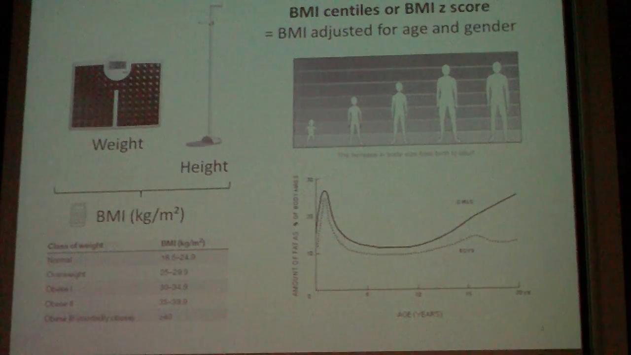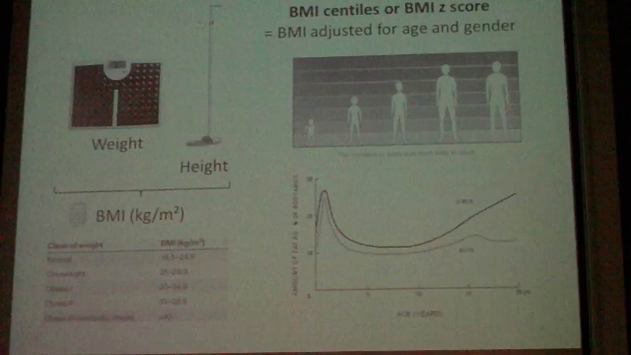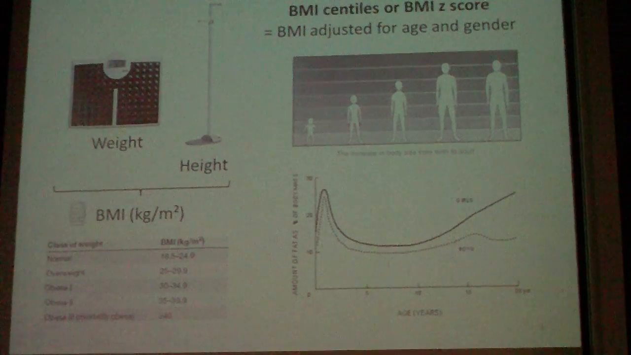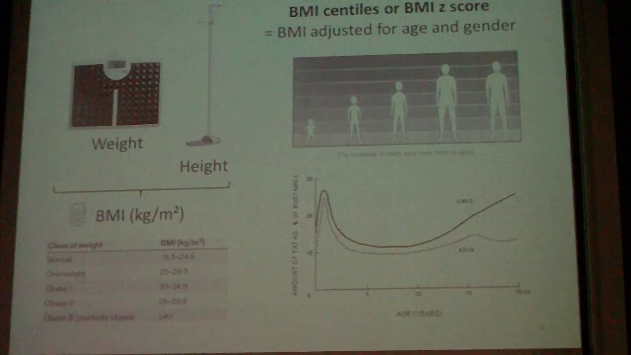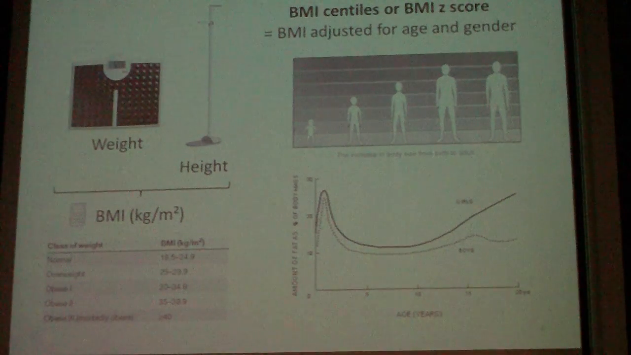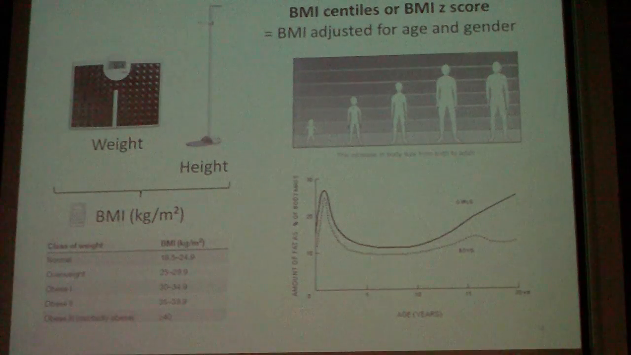But we can also have a certain class of obese, so a BMI above 30 is class 1, BMI above 35 is class 2, and morbidly obese adults are identified with a BMI higher than 40. But in children, it's different. Children grow, and their body size increases during the growth process. So we have to account for the age, but also gender.